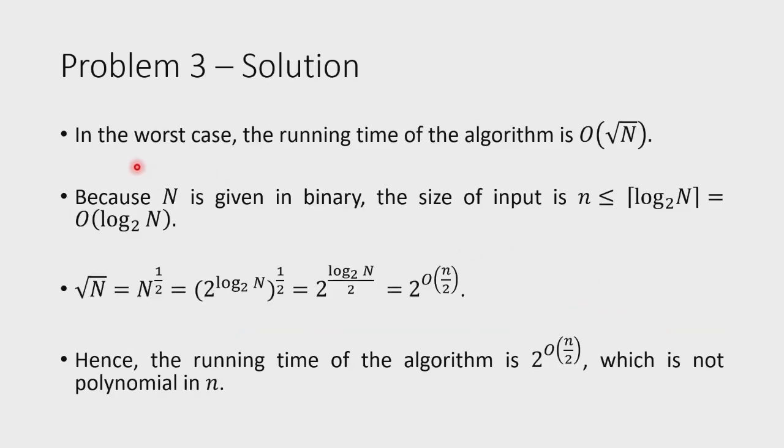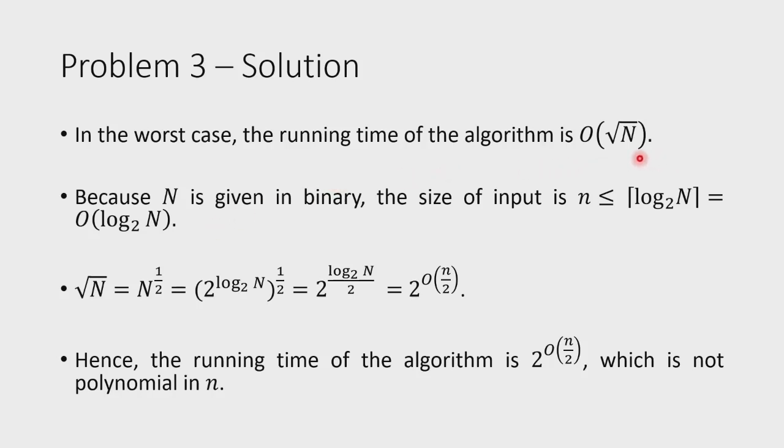So what is the worst case running time of this algorithm? It's order square root n. The reason is the following. In the worst case, n would be prime. So I would have to divide n by all numbers from i equals 2 to i equals square root n. So I would have to divide n order square root n times. So the worst case running complexity is order square root n.